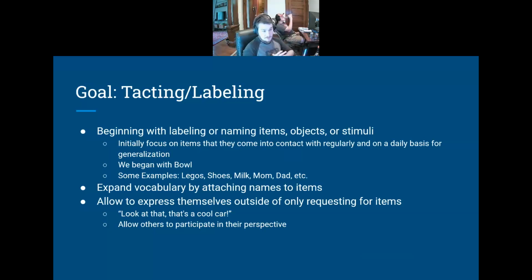And on top of that, what's great about tacting and labeling is it allows them to express themselves outside of only requesting for items. Like, look at that, that's a cool car. This also allows others to participate in their perspective. Unfortunately, I'm unfamiliar with the term, but you and me and it. This is a descriptive that I've heard when it comes to trying to allow others to participate in their perspective. And this is what tacting and labeling can really focus on as a skill.